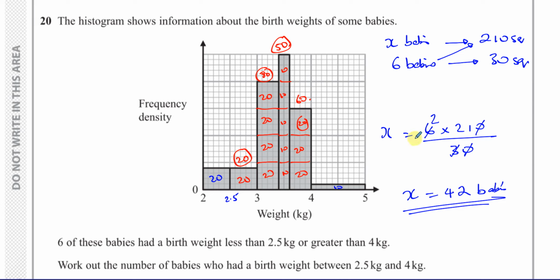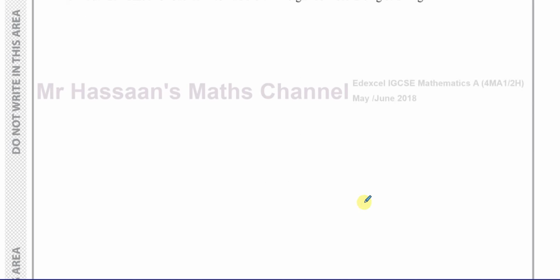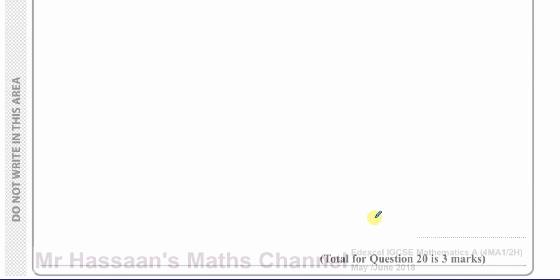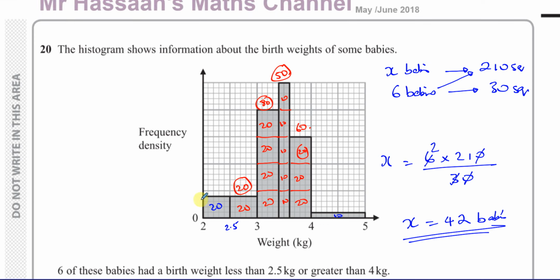I've shown all the steps here so you can see everything next to the question. Normally you would write the work over here, but the final answer should be written in this place, 42 babies. I think that's far easier than attempting to work out the frequency density of each of those bars and then working out each frequency. I mean, it's possible to do so, but I think it's easier to do this because this is a bit fiddly to do that.